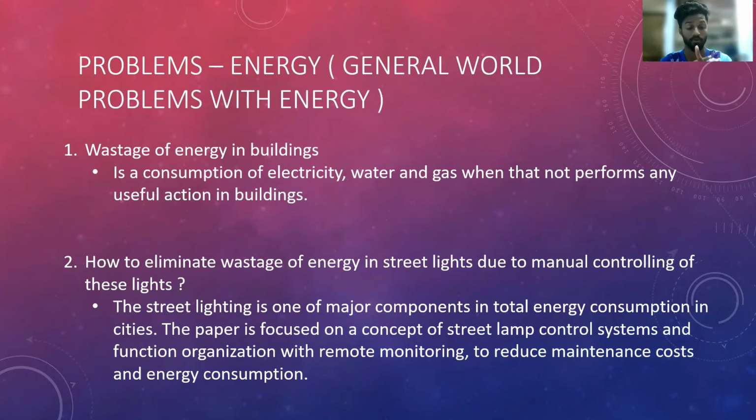And then the second problem we are commonly facing is how to eliminate wastage of energy in street lights due to manual controlling of these lights. The explanation is that street lighting is one of the major components in total energy consumption in cities. The paper is focused on a concept of street lamp controlling systems and function organization with remote monitoring to reduce maintenance cost and energy consumption.